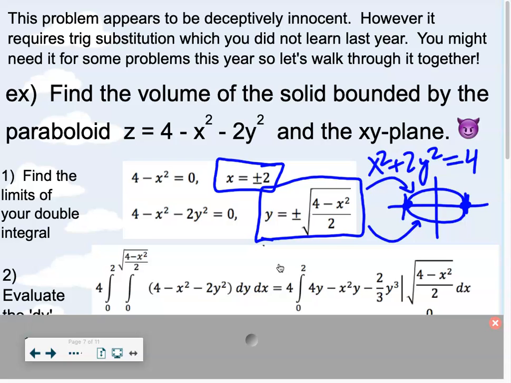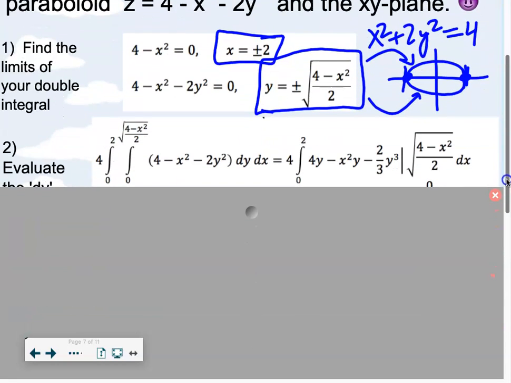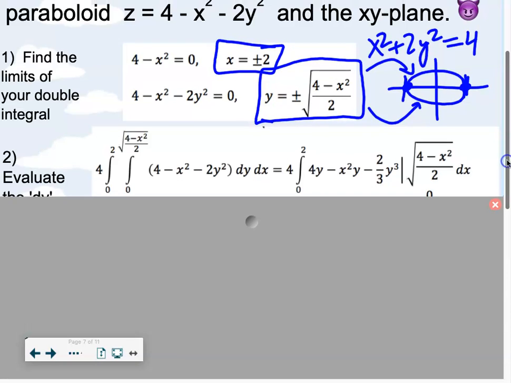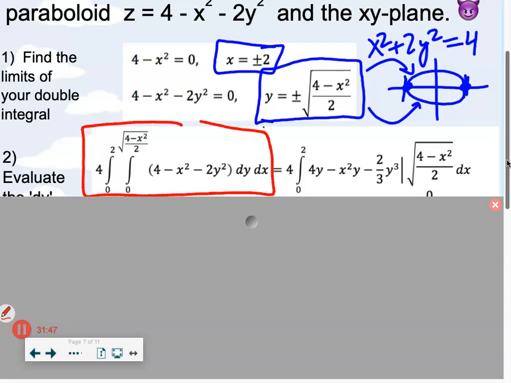Now, first lesson of the day to help your life be a little bit easier. Take a look at what I have right here and tell me why I was allowed to do that and why that would still give me the same thing. Yes, exactly. Because of the symmetry, you can go ahead and just find it in one quadrant and multiply.